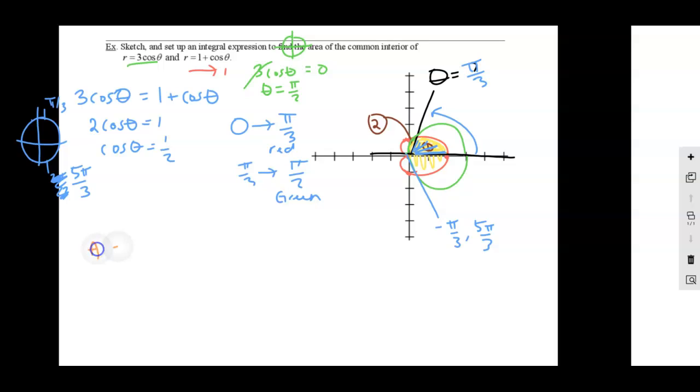Here we go. Area. I'm only going to use symmetry, so we're only doing this top part, so I know I'm going to have to double everything. But that first part, I've got 1/2, and then from 0 to pi over 3, and then we had the red one. So it's 1/2 r squared. So we've got 1 plus cosine theta squared.